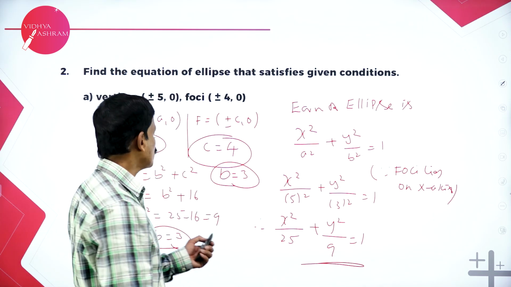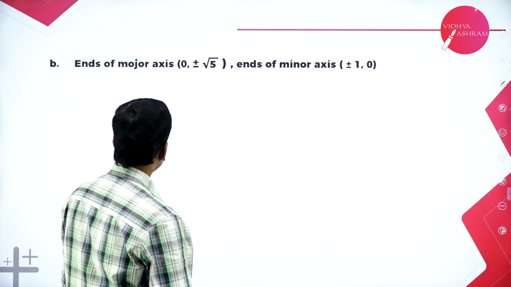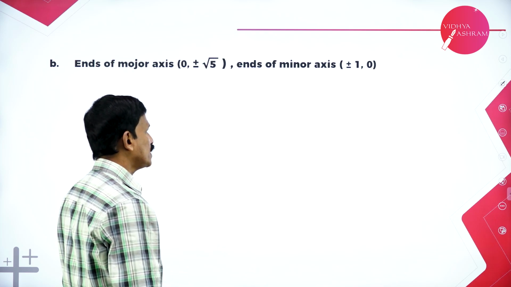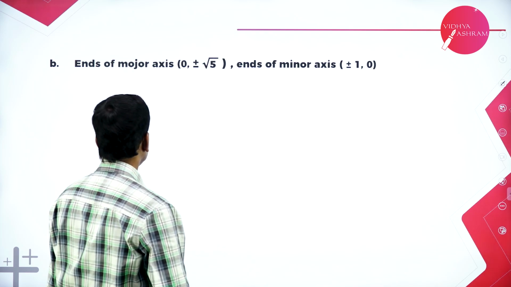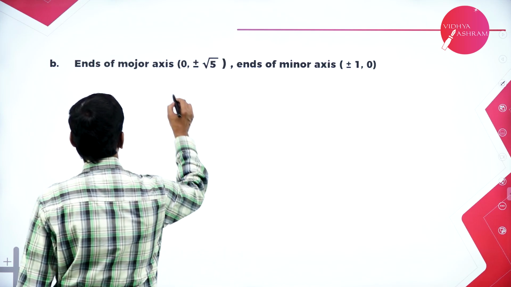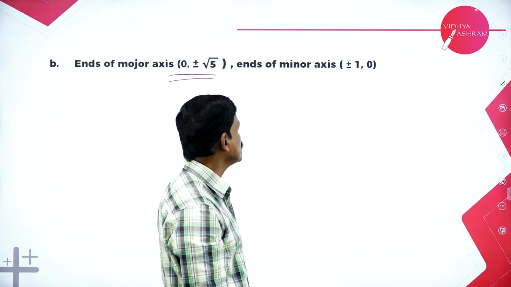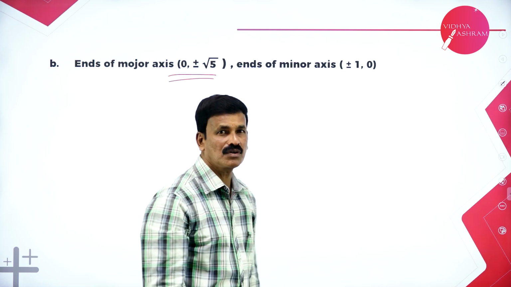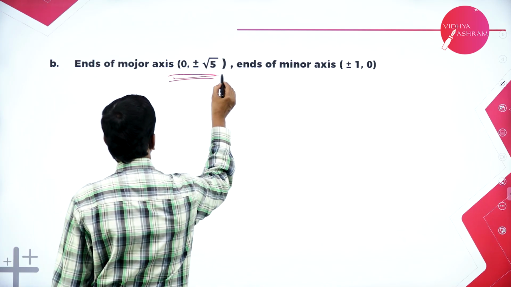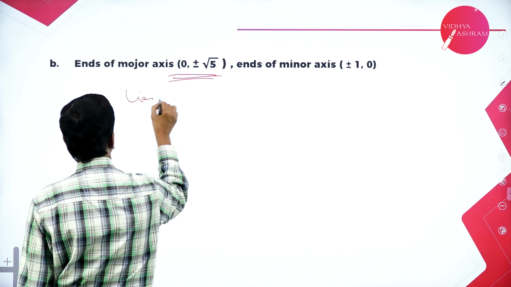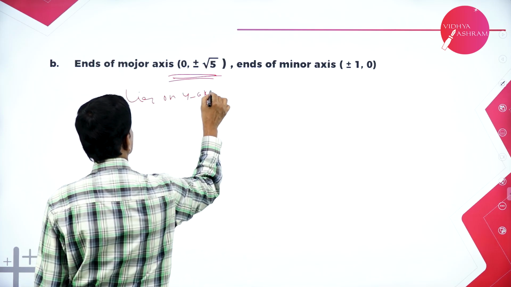Now move on to the next problem. Ends of major axis is given and ends of minor axis also given. So ends of major axis is 0 comma plus or minus 5, and ends of minor axis is plus or minus 1, 0. This is the major axis. Since the major axis lies on the y-axis, it lies on the y-axis.